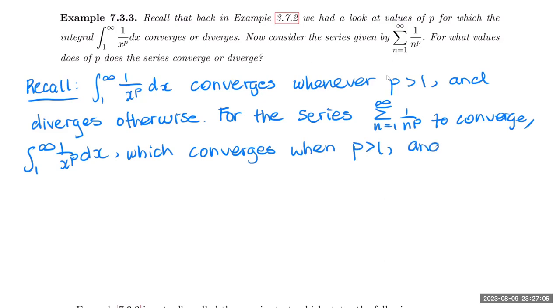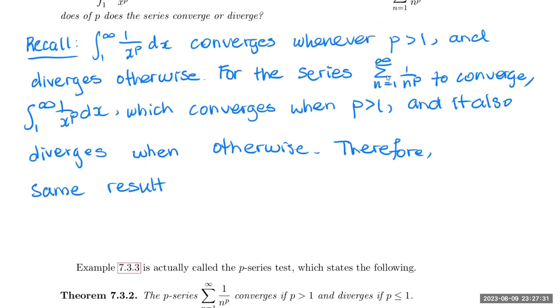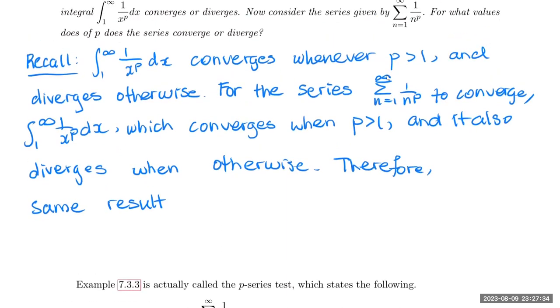And it also diverges otherwise. So therefore, we could use the same result. It's the same result. So the p-series test and the integral test are very good related to each other. So these are some relationships that we could have a look at.